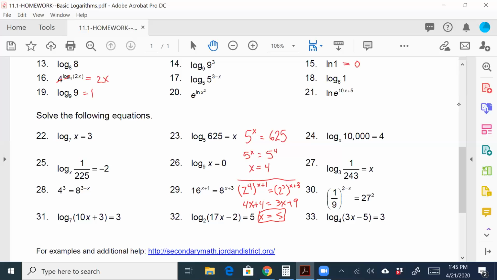And you can always plug that 5 back into where you see x in the original equation to see that it works. 16 raised to the 5 plus 1 power, and then 8 raised to the 5 plus 3 power, and you can see that those work accordingly. If you need help, you're struggling here, please don't hesitate to call me.